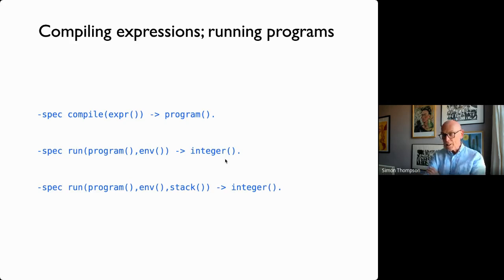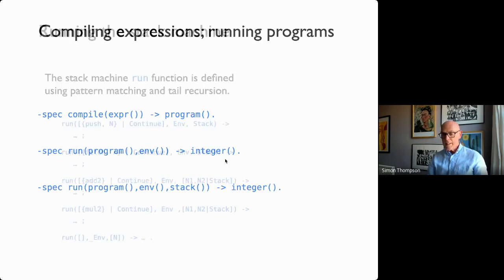Now, in fact, what I'll do, and you'll see why when I start defining it, I'm going to have to define a more general function, not one that takes just a program and an environment. But what run does, this is running a program where you've already built up a stack. So the two argument run is one that starts off with an empty stack. But once you're halfway through running a program, you'll be running that program essentially with a stack that's already built. So that's why, in general, I need this three argument run function.